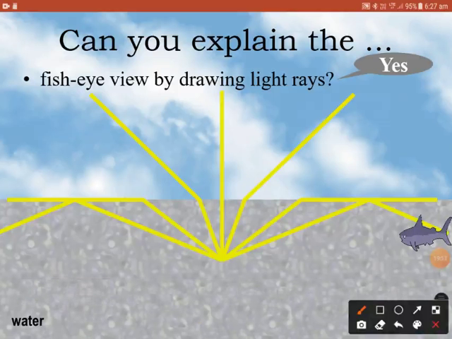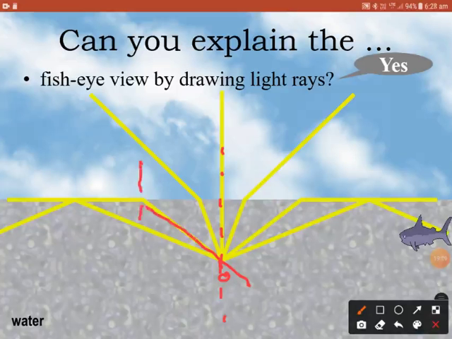Now if your point of observation is somewhere here at O, then you need to draw this as a normal. Then what happens to a light ray coming from here, if it is in this way? You can take another normal here, and this angle is 90 degrees.